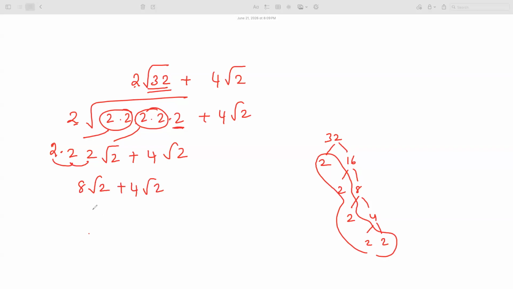What is 8 root 2 plus 4 root 2? Yes, Adrit. You have to unmute and talk, Adrit. 12 root 2. Good job. That's the answer. Got it? So that's how you add. You simplify whatever you can and then try to add them together.